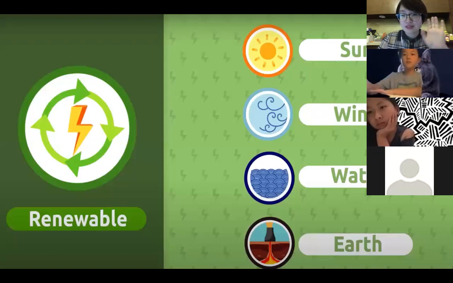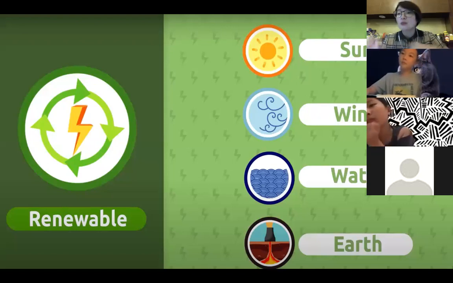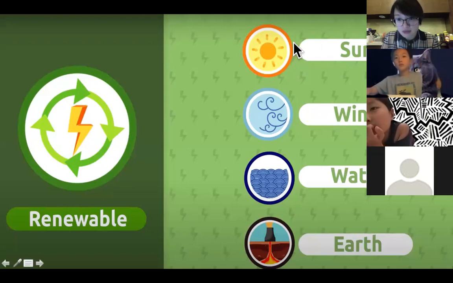Okay, there's sound, the wind, the water, and the earth. Okay, so basically, renewable energies refer to all the limitless energy sources present in nature. We have the sun, wind.